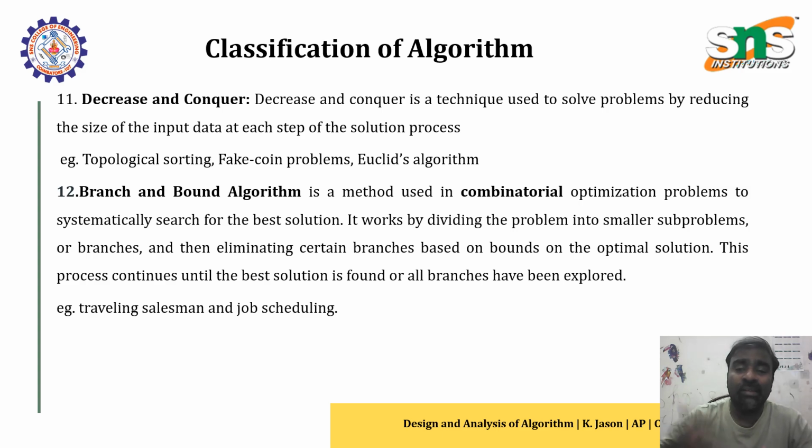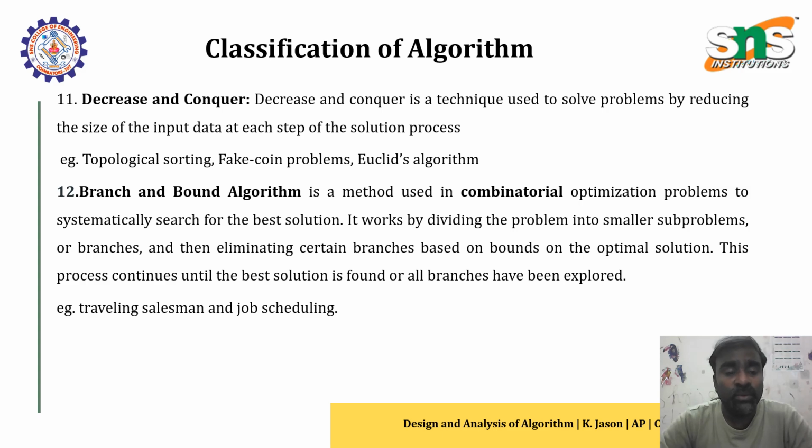You have to reduce the size of the input because when a huge input is there, we are not able to identify the answer. So you have to reduce the size. Based on the reduced size, you are able to calculate. So this is called decrease and conquer.